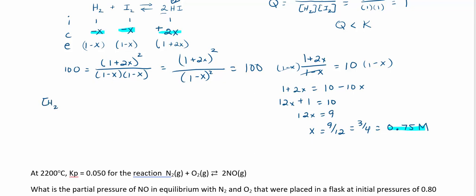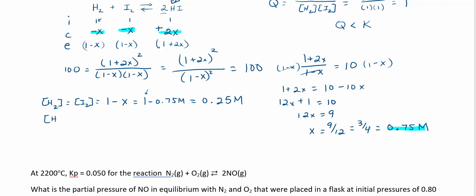So the concentration of my hydrogen is going to be equal to the concentration of my iodine, which is going to be 1 minus x. That x value is 0.75 molar. So at equilibrium, I have 0.25 molar. Now, don't get grumpy about the significant digits. I left the significant digits off of these just to keep everything as clear as possible, just to show you that it was 1. So the concentration of hydrogen and the concentration of iodine at equilibrium are 0.25 molar.